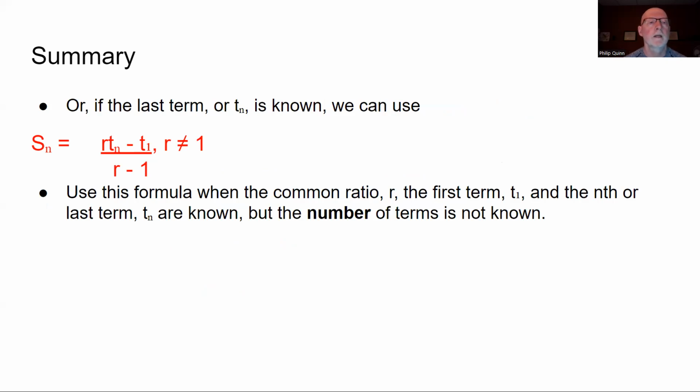Or we do have another formula we could use. If the last term, or tn, is known, we can use this formula. Sn is equal to r times tn minus t1, all divided by r minus 1. We use this formula when the common ratio r, the first term t1, and the nth term or last term tn are known, but the number of terms is not.